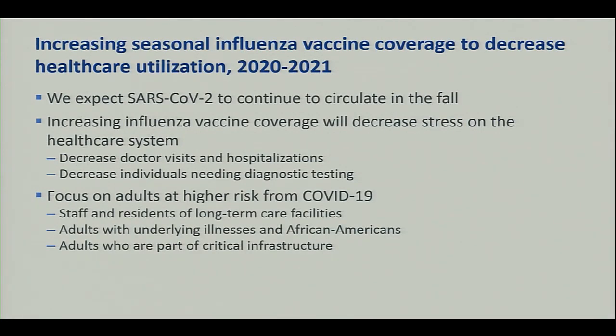Because we expect that SARS-CoV-2 will continue to circulate into the fall, influenza vaccination will be an important strategy to decrease stress on our healthcare system by decreasing doctor visits and hospitalizations, as well as decreasing the number of people who will need diagnostic testing. Given the risk groups that have been identified for COVID-19, influenza vaccination will be particularly important for staff and residents of long-term care facilities, adults with underlying health conditions, African Americans, and adults who are part of critical infrastructure.